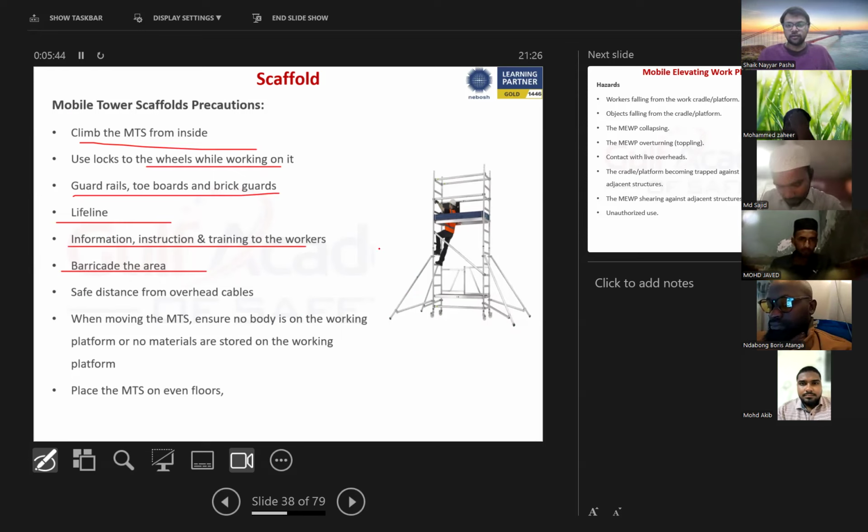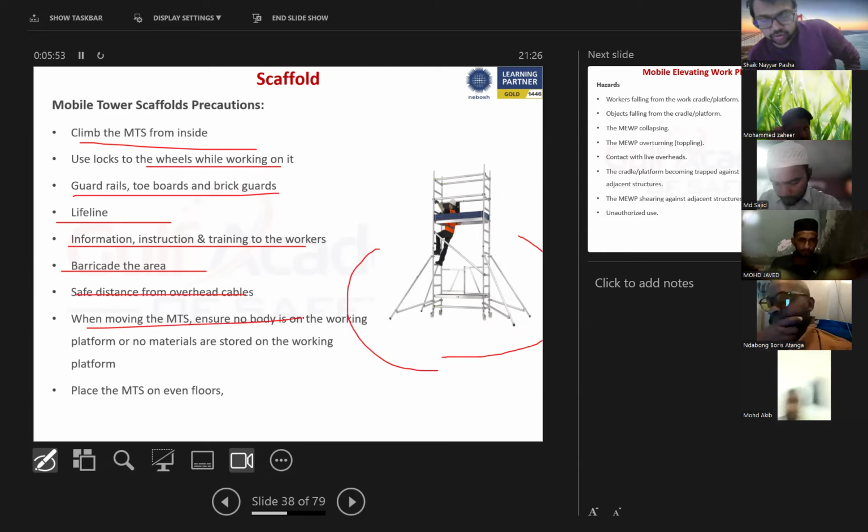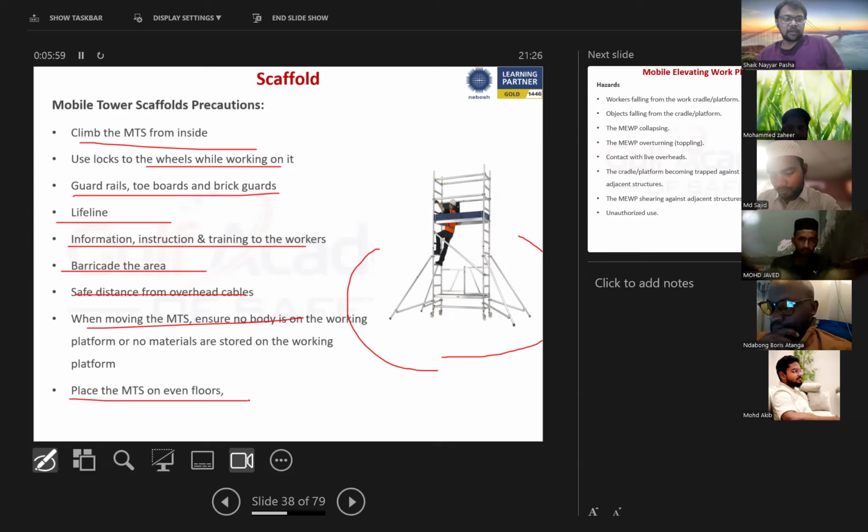Barricade the area so that no unauthorized material can come underneath it. Safe distance from the overhead cables. When moving the MTS, make sure there is nobody or no material stored on the working platform. Always place the mobile tower scaffolding on even floors. That is MTS, mobile tower scaffolding.